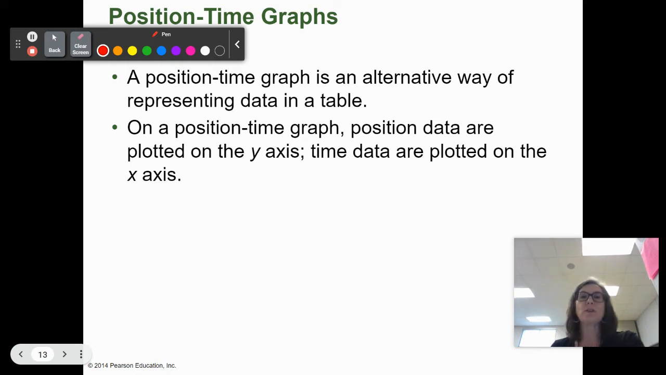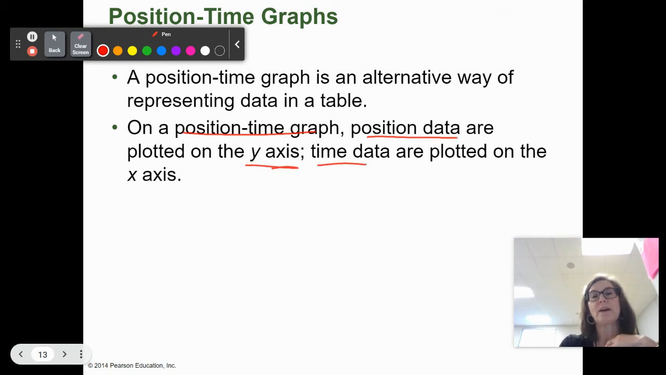All right, so a position versus time graph is just another way of thinking about data in a table. So if we have a table that measures our distance versus our time, we can put that data into a graph and make a position time graph. When we do that, that's going to help us very easily see a relationship between those two things. In a position versus time graph, position is always on the y-axis, time is always on the x-axis.